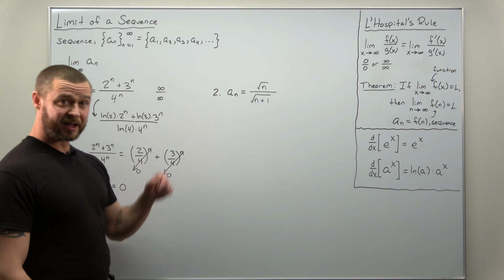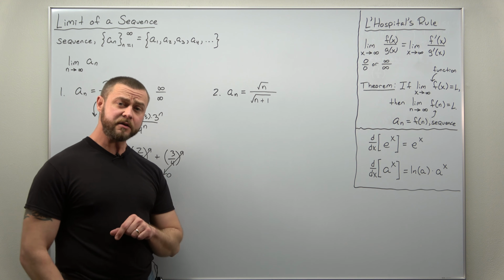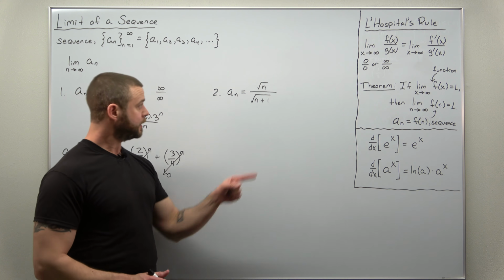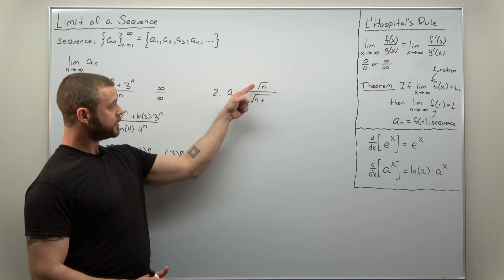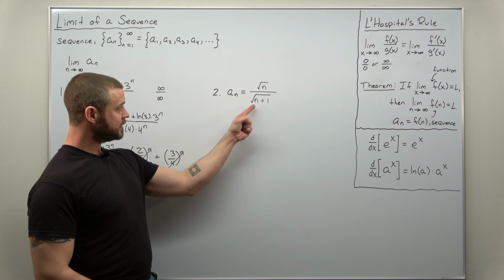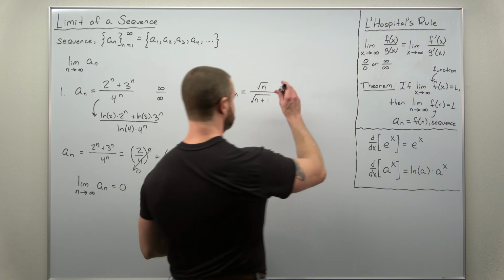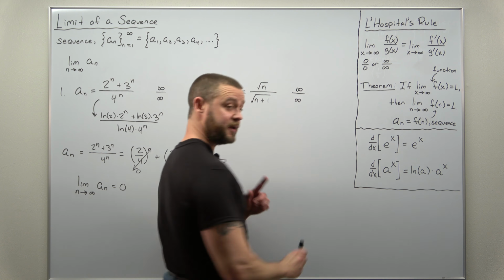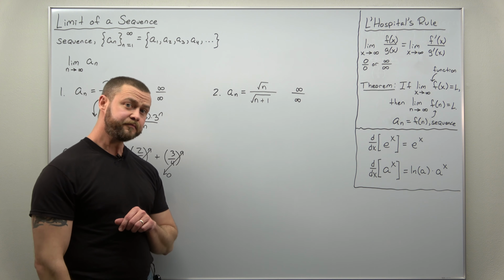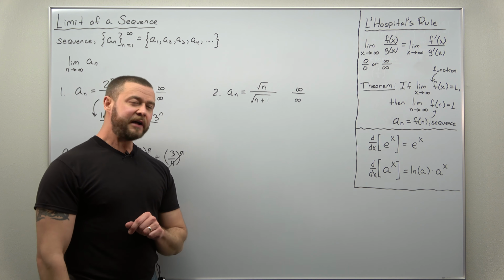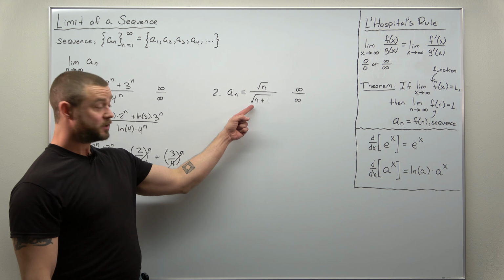All right, let's go to the second example. Again, you want to check if you are able to apply L'Hopital's rule. As n goes to infinity, square root of n is going to keep increasing, and the same thing with the denominator. So we do get an indeterminate form of type infinity over infinity. And let's go ahead and try to apply L'Hopital's rule to this.